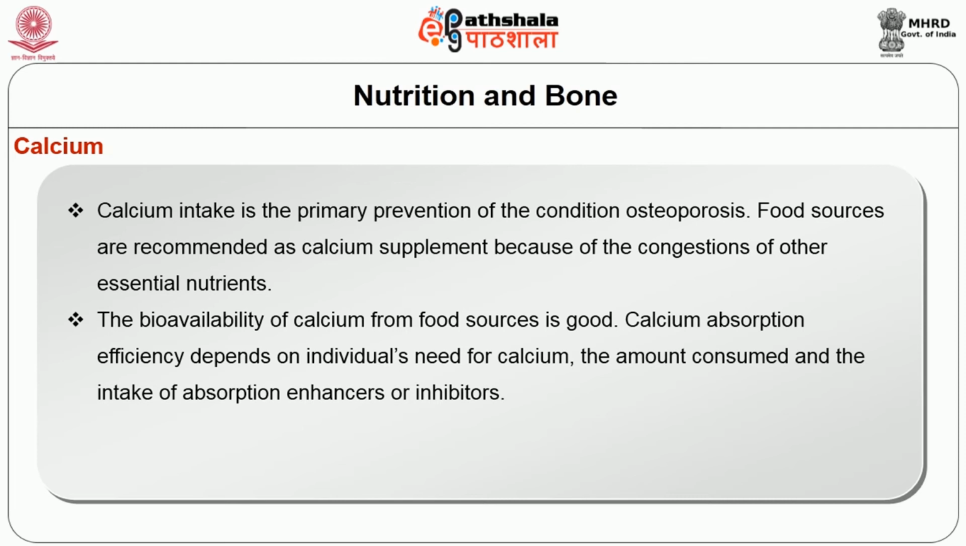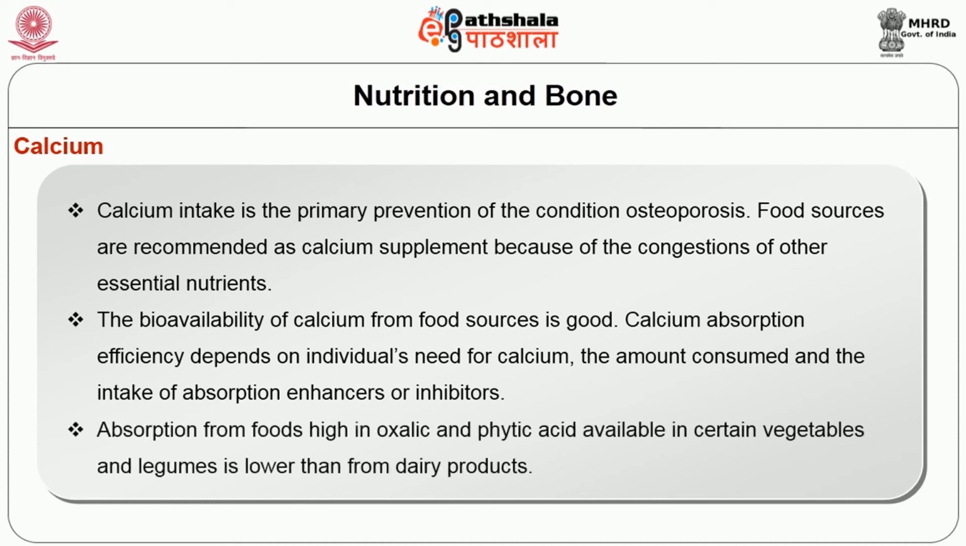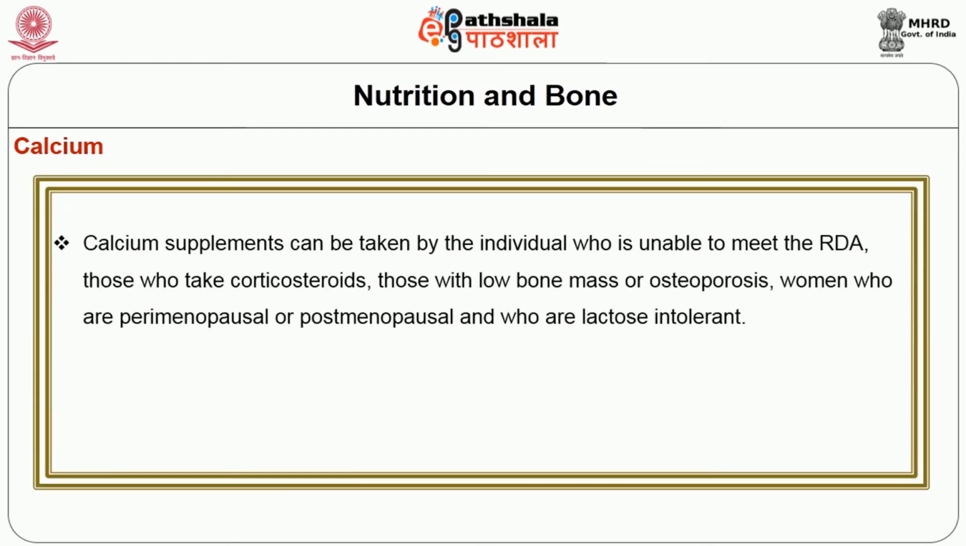The bioavailability of calcium from food sources is good. The calcium absorption efficiency depends on the individual need for calcium, the amount of calcium consumed, and the intake of absorption enhancers or inhibitors. For example, absorption from foods high in oxalic and phytic acid, which are available in certain vegetables and legumes, is much lower than from dairy products.